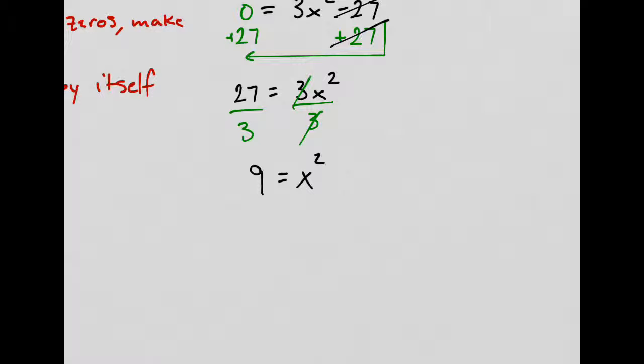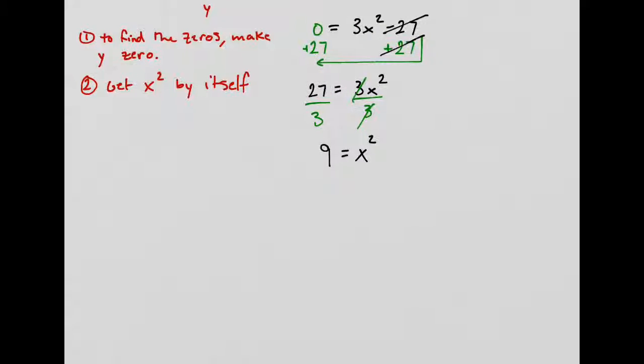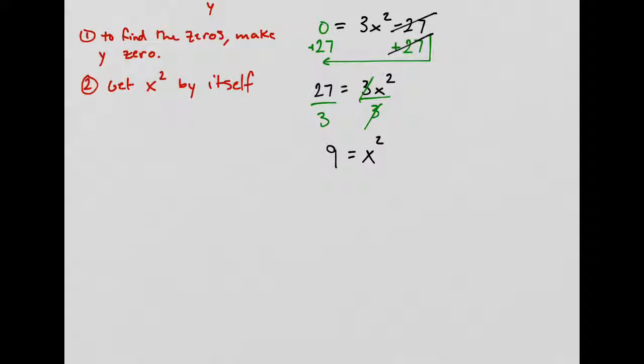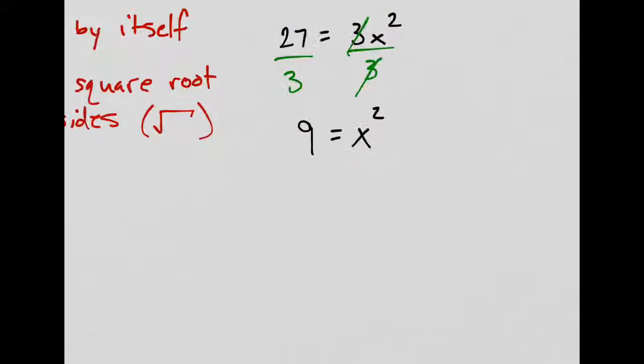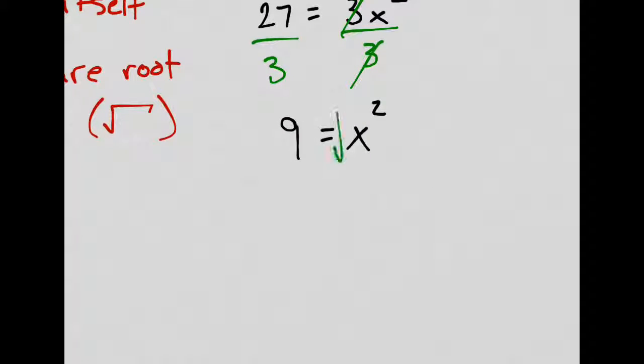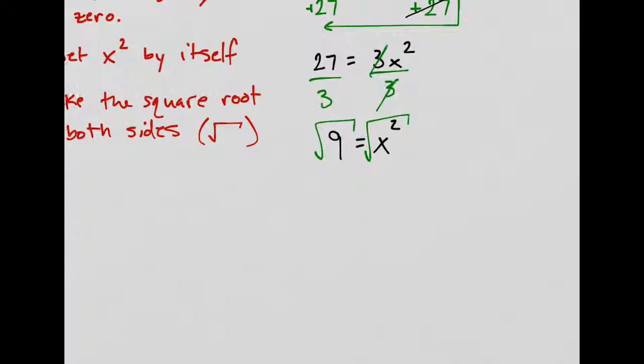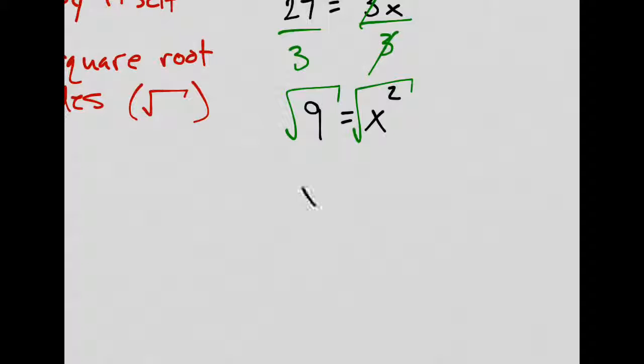And then here's something that's new. When you have x squared by itself, you take the square root of both sides. So I'll do that here. Now, anytime you take the square root, you're going to have to put in a plus or minus. So x equals plus or minus the square root of 9, which is 3.